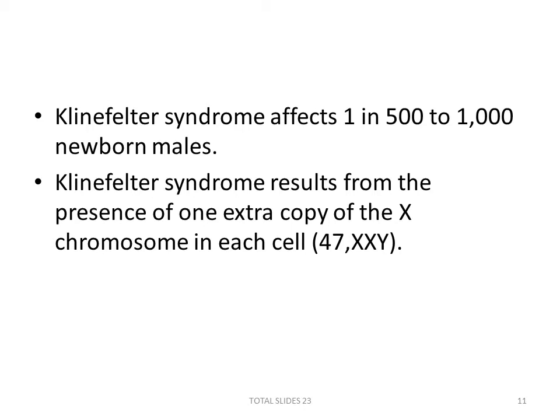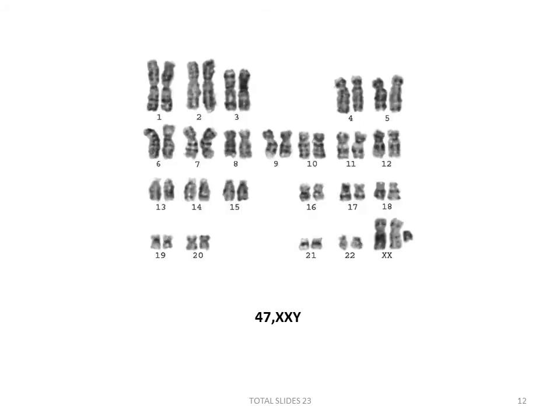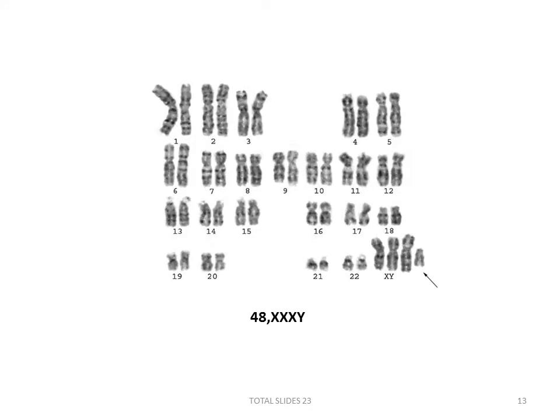Klinefelter syndrome results from the presence of an extra copy of X chromosome in each cell, 47XXY. I mean, the presence of an extra copy of X chromosome in addition to the Y chromosome. This is a picture of Klinefelter syndrome: 46XY, 47XXY, 48XXXY.